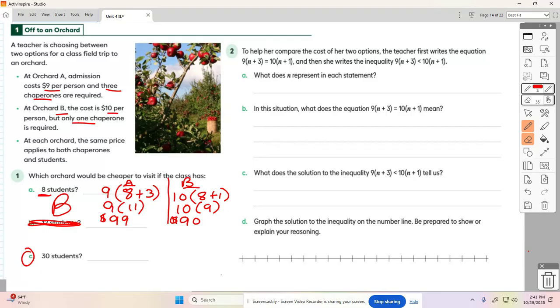You're going to do that now with 30 students, and you missed the whole second orchard. Guys, when you don't write down what I do in class, now you're lost and can't figure out the rest of it. All right, shh.